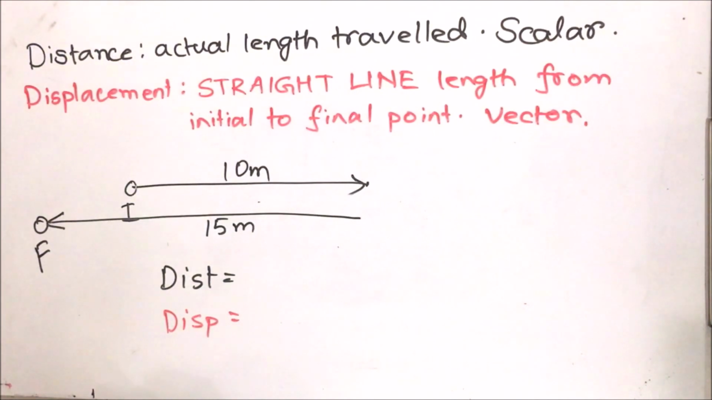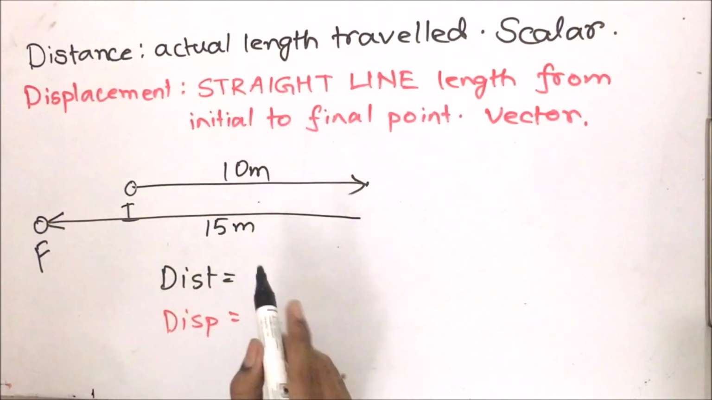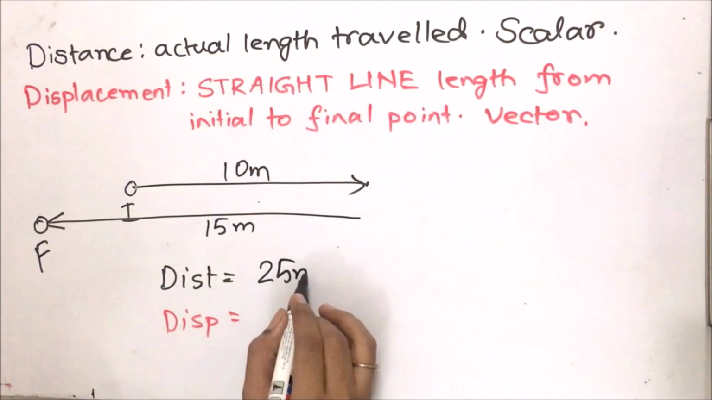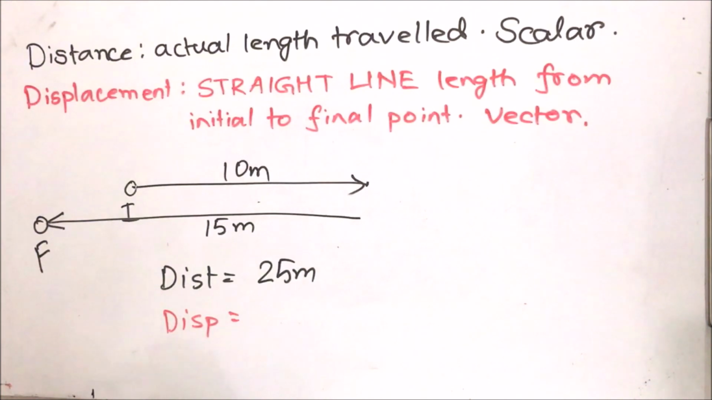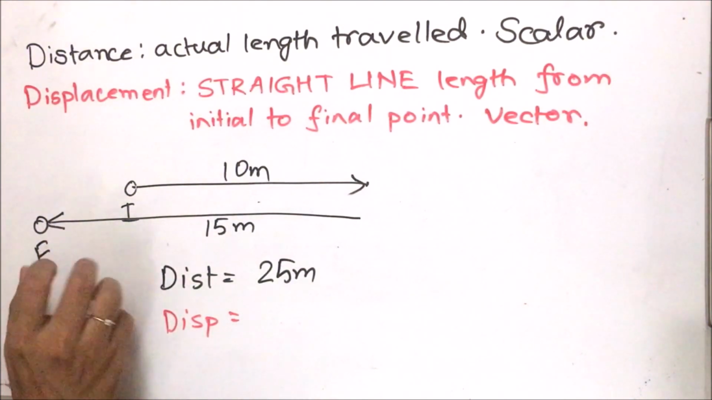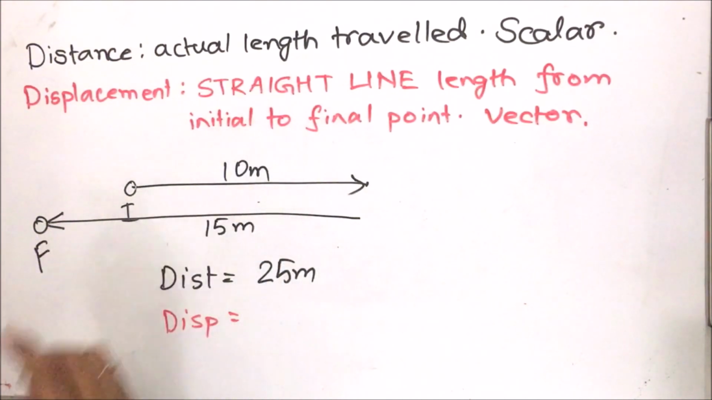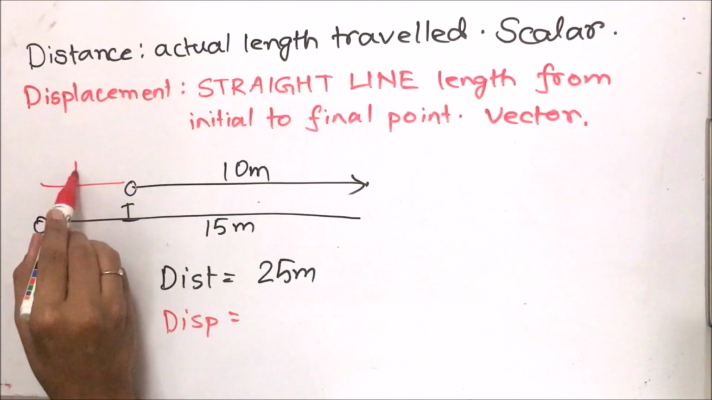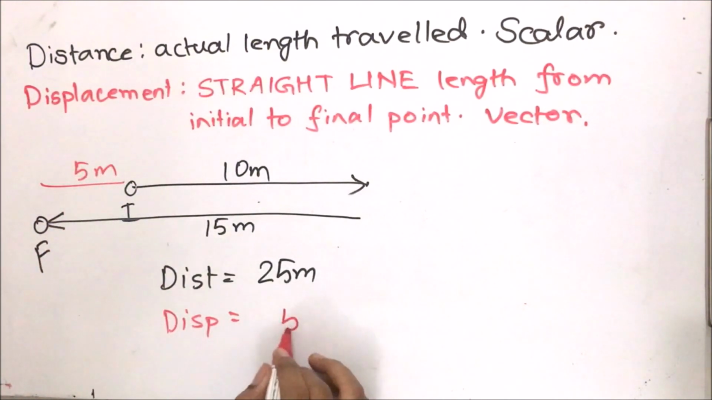So what is the distance that you have traveled? Simple. The total length, the arithmetic sum of your length, that is 10 plus 15, 25 meters. That's the distance that you have traveled. The displacement on the other hand is the distance from the initial to the final point, that is this much, 15 minus 10, 5 meters. That's your displacement.